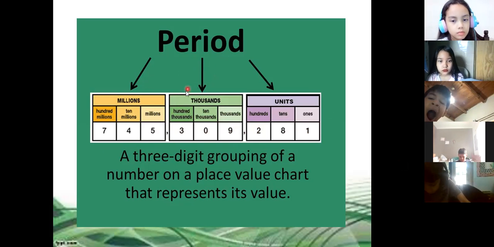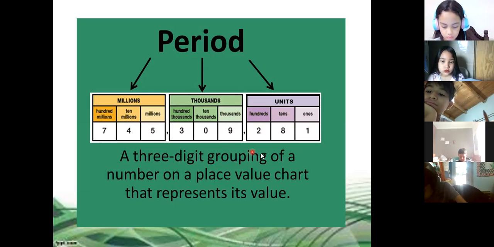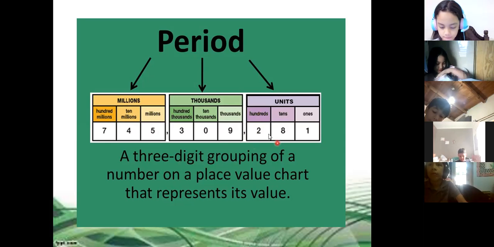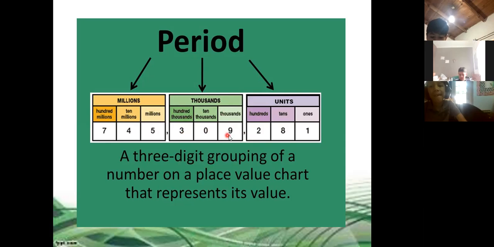But here, as you can see, we have periods. What is a period, class? A comma. The comma, that's right. It's a 3-digit grouping of the place value chart. If you notice here, we have 3 numbers, and these 3 numbers make one group, and that is a period. We write the comma to separate the first period, that is the units, from the second period, that is the thousands. These 3 make the second group, and these 3 make the other group, the millions.